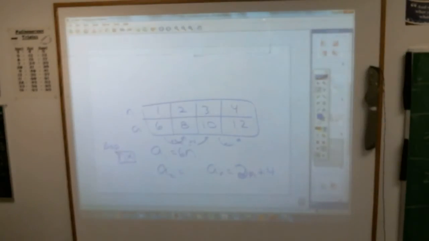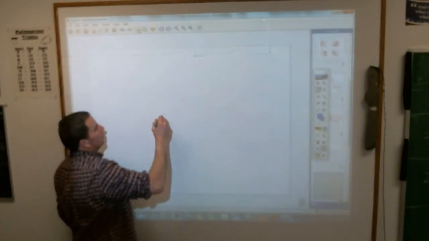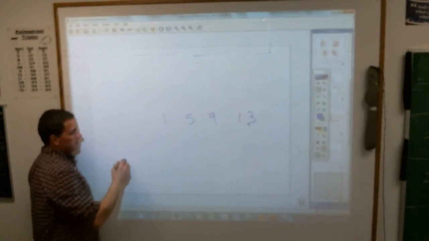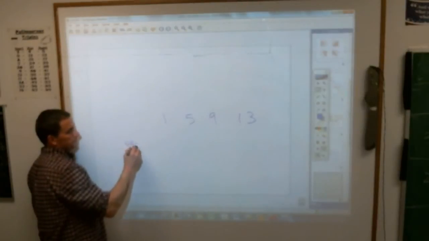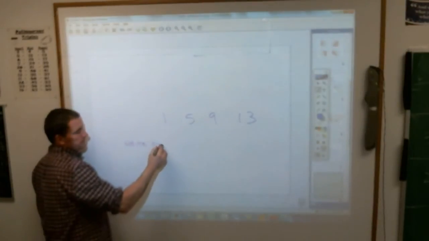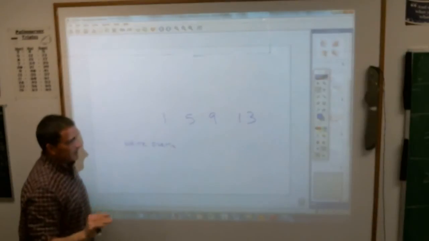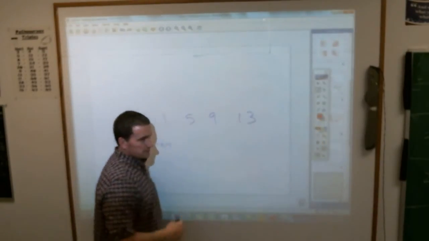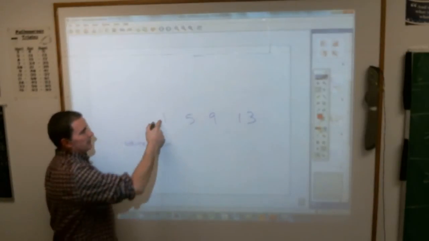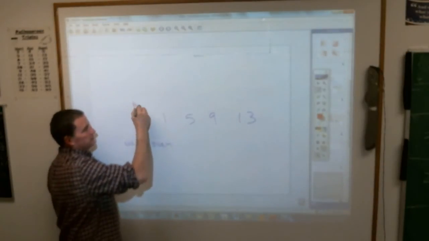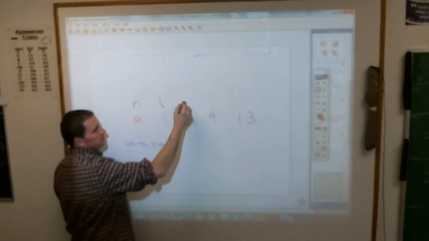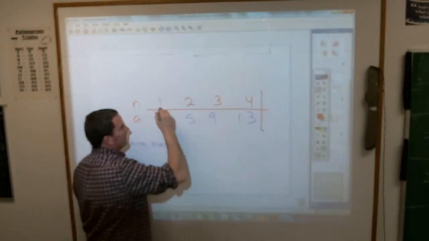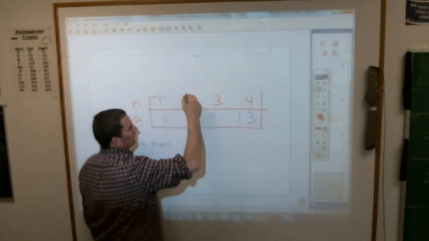All right, how about this one? 1, 5, 9, 13. If you were asked to write the formula, this is the first thing I do. This is the pattern, but you always want to add a top line to it. This is your letter A, you need to put your letter N in there. And this is the first term, second term, third term, fourth term. So here's my little table that I have to try to figure out.